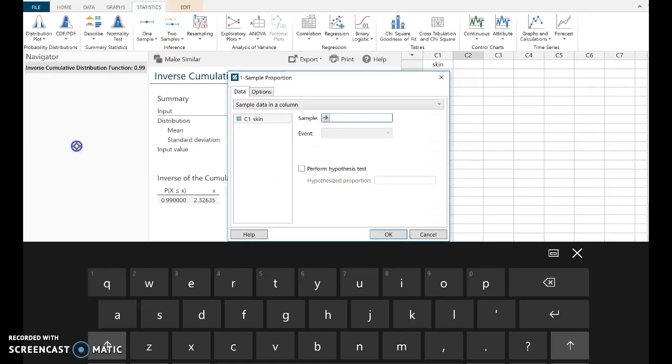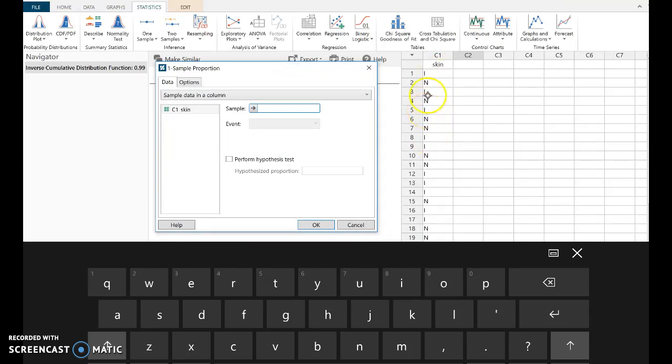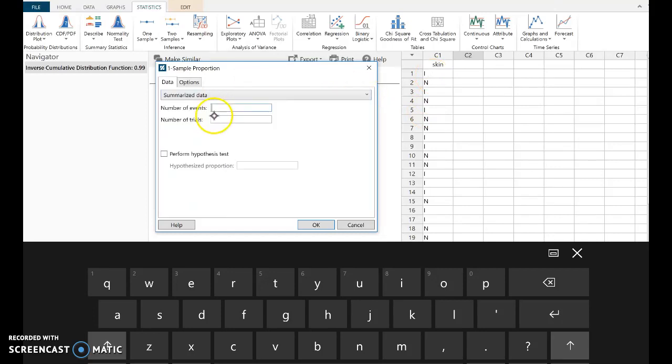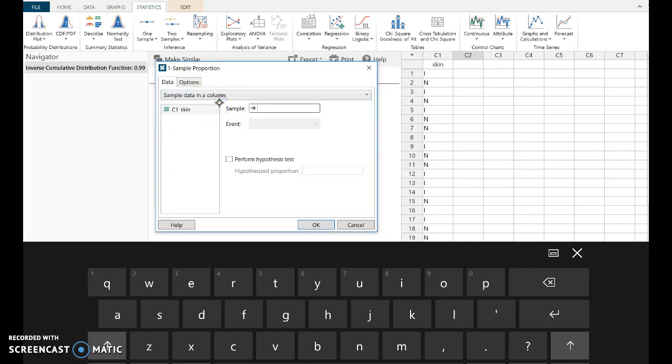All right, so let's see what we got. So it says sample data in a column. Yeah, that's what we have. We have the sample data, right? And it's in this column here, as you can see. The other option for that is summarized data, which we also have. Number of events and number of trials. The number of events was 23. The number of trials was 39. So we could just do that. But I think it's kind of neat to see it both ways. So, for now, let me use the data since I have it in the column, because it'll crunch all that.